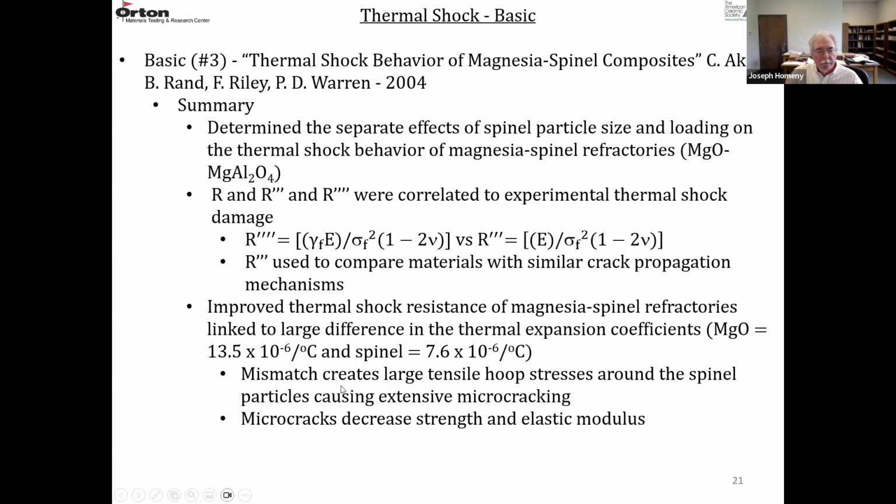So the MgO matrix is compressing the spinel particles during cooling from the sintering temperature, and it's putting hoop stresses around the spinel particles. And there's a great deal of microcracking. So they're introducing microcracking in this composite to improve the thermal shock resistance. The microcracks are going to decrease the strength. They're going to decrease the elastic modulus. So they're making a lower strength material with a higher work of fracture.